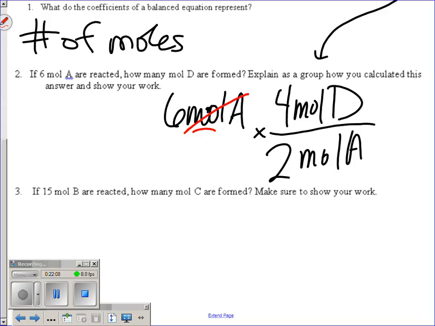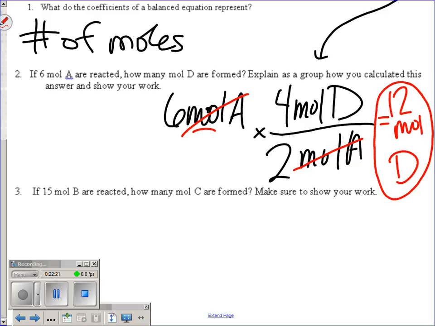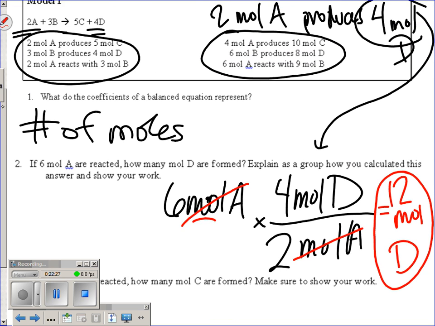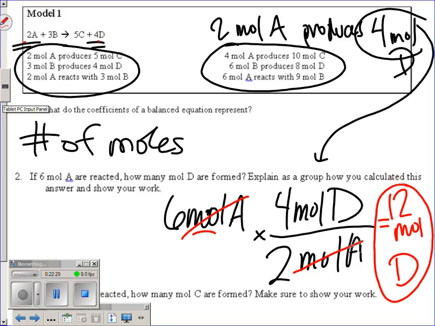So moles of A cancel with moles of A. And so how many moles of D could be created here? What's 6 times 4 divided by 2? 12. 12 moles of D. And that makes sense because of the ratio that we established. If you recognize it just by logic, for every 2 moles of A, I make 4 moles of D. Well, I'm basically making double D, right? So if I had 6 of A, it makes sense I make 12 of D.